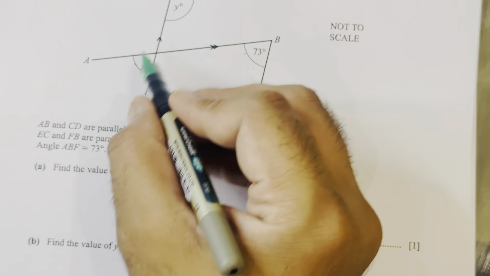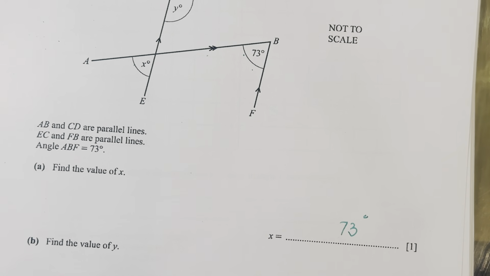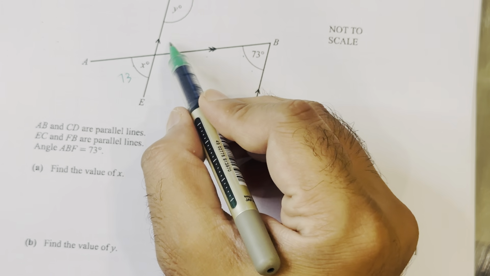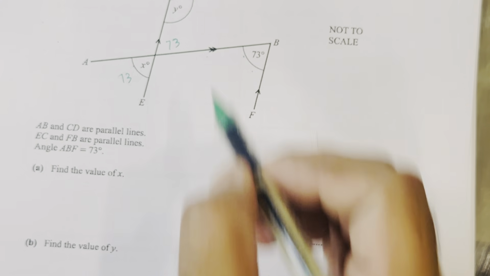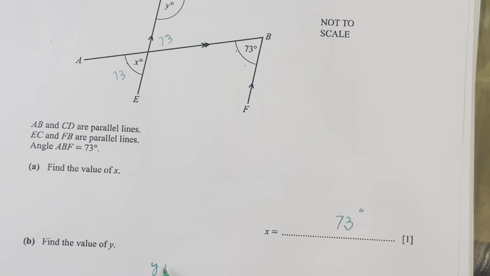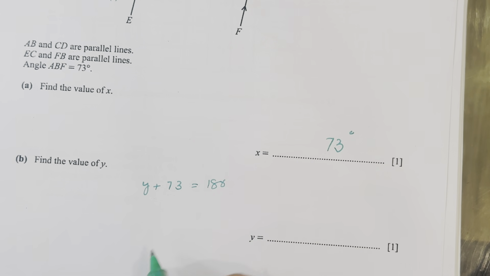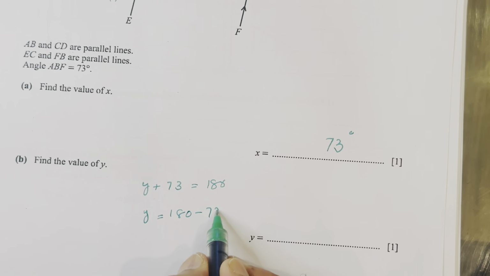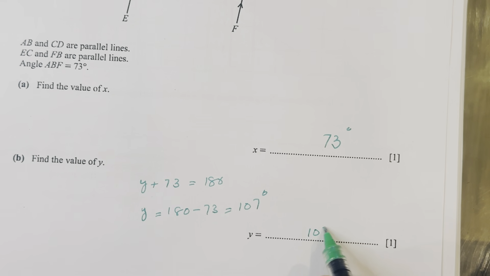They both are cut by parallel lines or transversal line. Find the value of y. We know that this would be this. If this is 73, this would also be 73, and the sum of interior angles must be equal to 180 degrees. Then y plus 73 is equal to 180. Then y is equal to 180 minus 73. So the value of y would be 107 degrees.